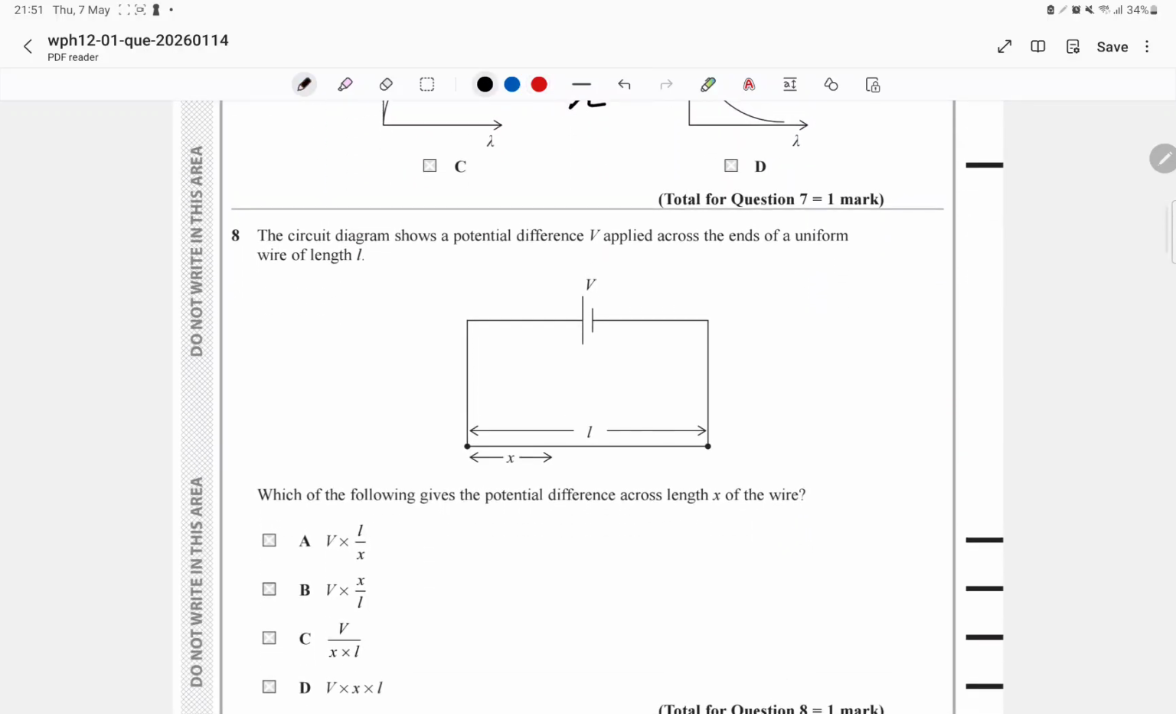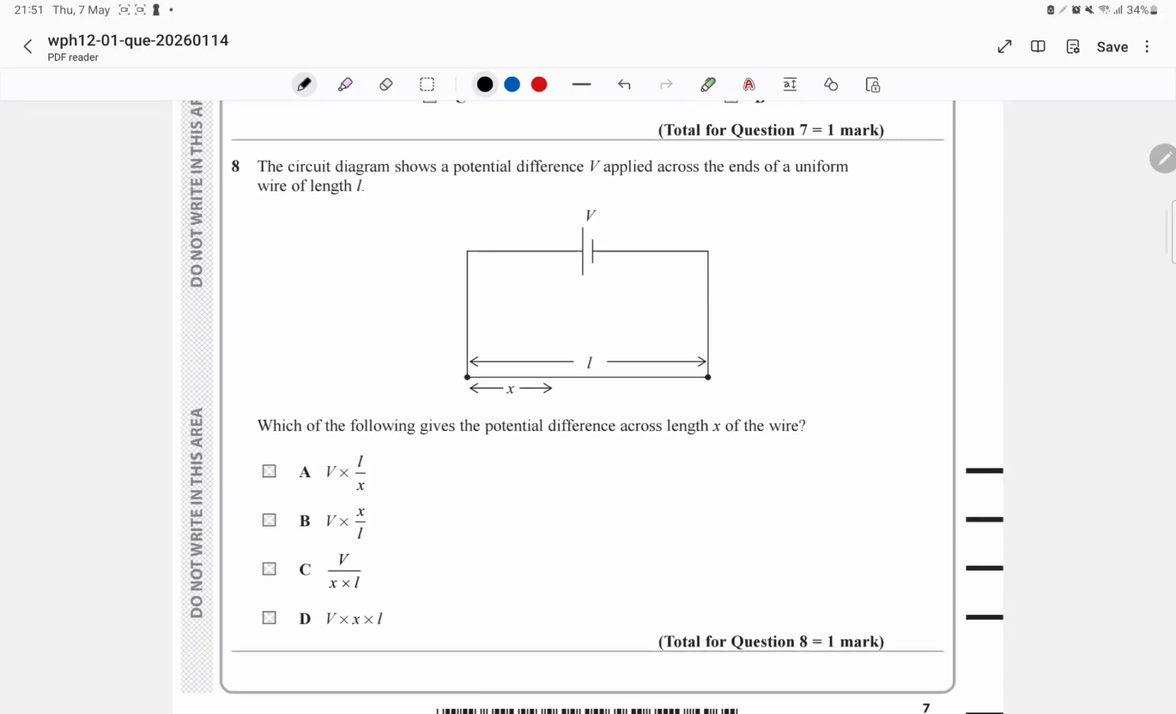Okay, as for question 8, the circuit diagram shows a potential difference V applied across the ends of a uniform wire of length L. Which of the following gives the potential difference across length X? Well, first of all, you have an EMF of V, and this is going to be distributed to this wire. So if you have the full length L, then the potential difference across the full thing, so if I maybe connect a voltmeter like this, the voltmeter will read V, the EMF, because there's nothing else to give the voltage to other than this piece of wire.